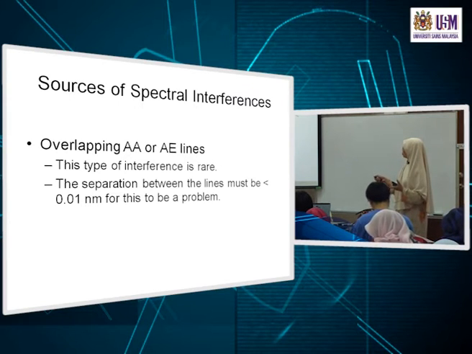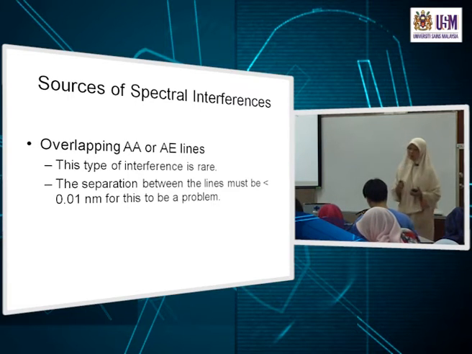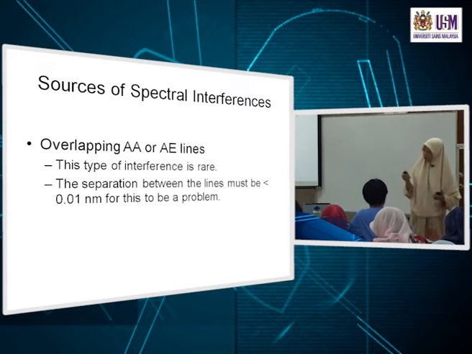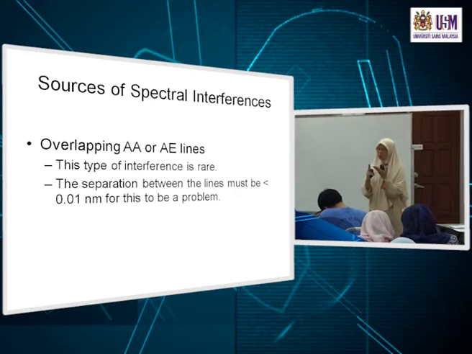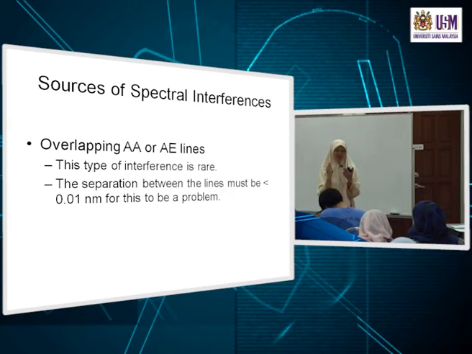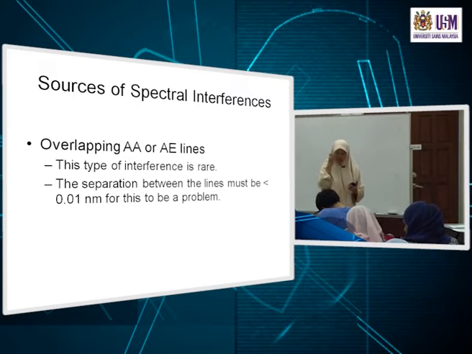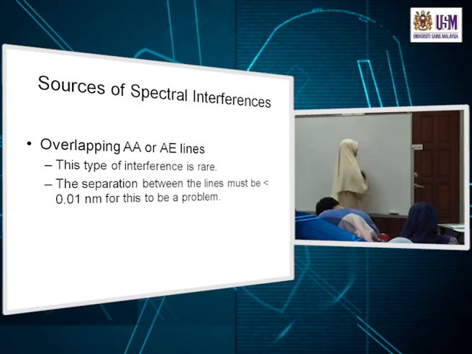Or emission, okay, but they say that because the atomic lines are so narrow, the probability of this kind of interference is very rare. Because the interfering line would have to be very close to your analyte line. So because it's a line spectrum, the possibility of overlap is less. If it's a band spectrum, if you talk about molecular species, the probability of overlap is greater, because it's broader compared to narrow lines. Overlap between adjacent wavelengths is higher in the case of a band spectrum compared to a line spectrum.